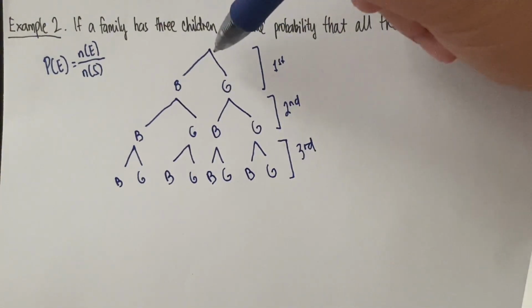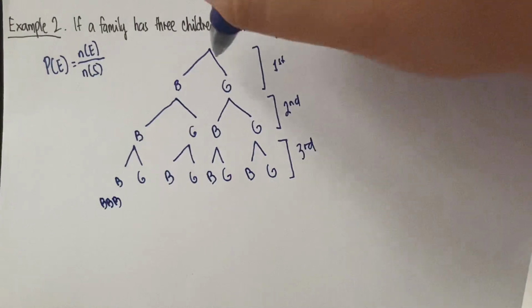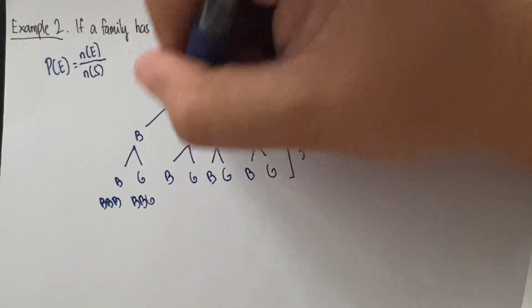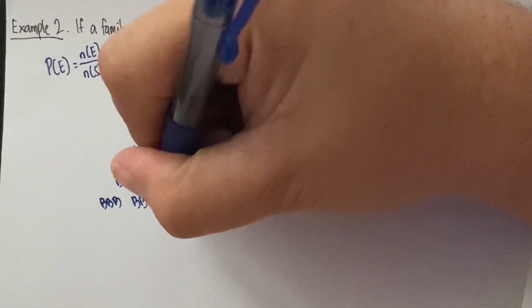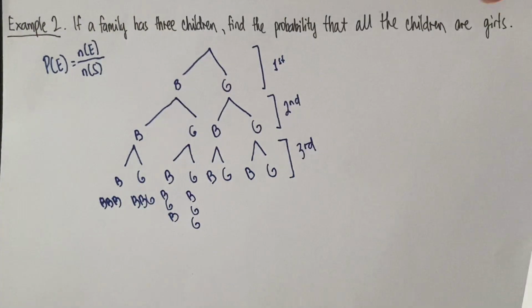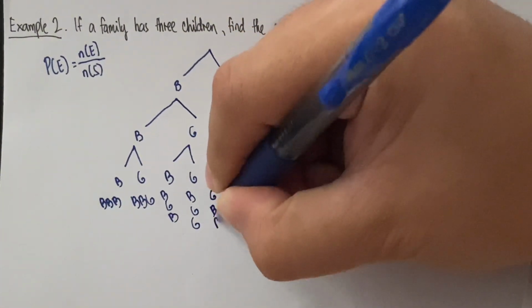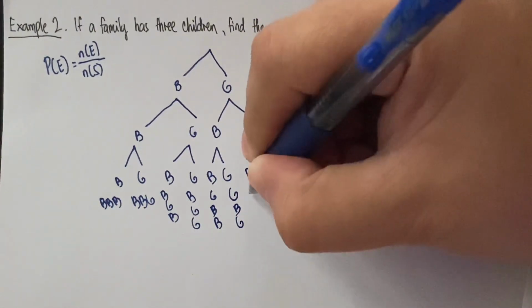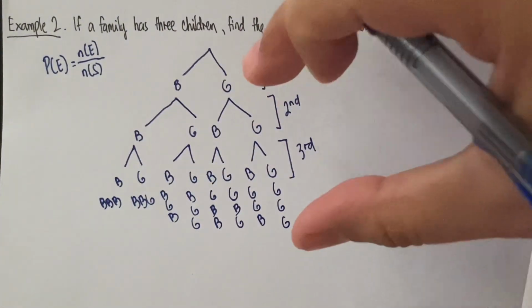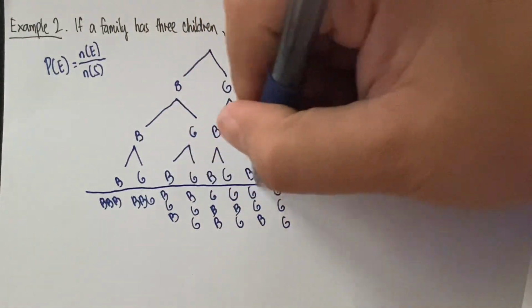How do we find the solutions in each of them? We can just trace the tree going from the topmost going down. So we have boy, boy, boy. There's a probability that all children will be boys. There's also a probability that the first two are boys and the third is a girl, so boy, boy, girl. We have boy, girl, boy, where the middle child is a girl. We can write then that the first child is a boy and the next two children are girls, and so on. I hope you can see the picture right here. So if I can just finish this, we can write down all the possible outcomes of this experiment.